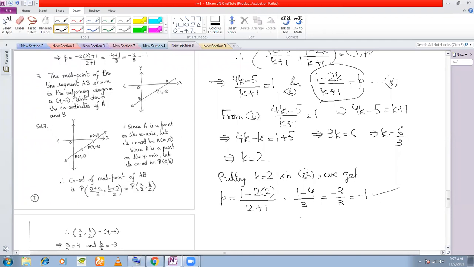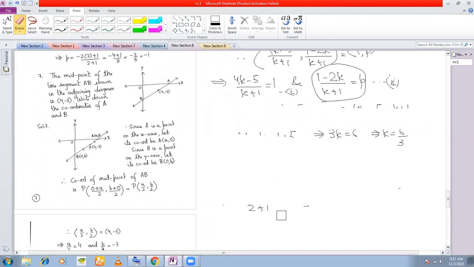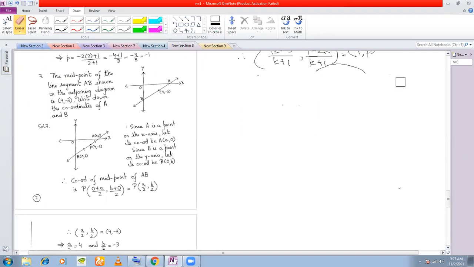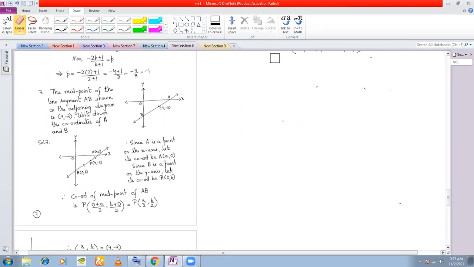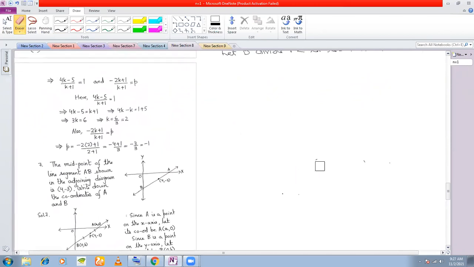Okay, any question here? Okay, we move on to the next problem, and the next problem is a very easy problem. It is an application of the midpoint formula.